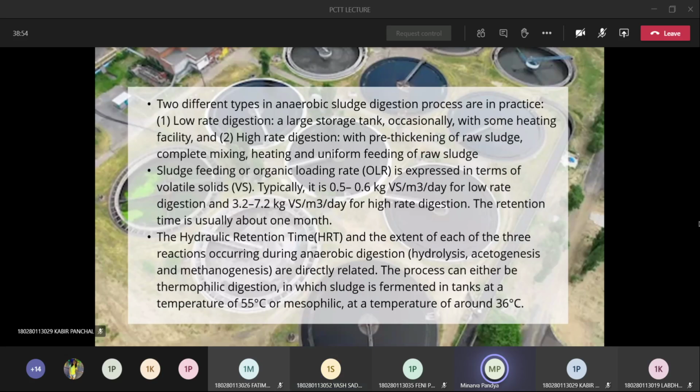So the sludge feeding is expressed in volatile solids, and for low rate digestion it is 0.5 to 0.6 kilogram volatile solids per meter cube per day, and for high rate digestion it is 3.2 to 7.2 kilogram. The retention time is usually about 1 month, but it can range from 15 days to 40.